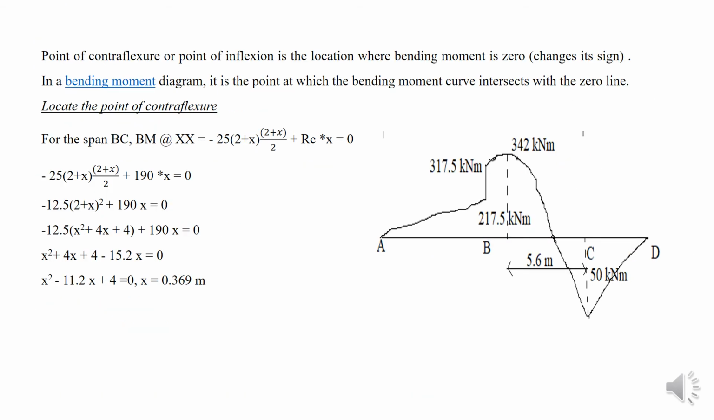This is the equation for bending moment at x. Equate it to 0 and find the value of x. You will get a quadratic equation, solve for x, and you will get 0.369 meter. That means from C at a distance of 0.369 meter, this point is the point of contraflexure. Here you can see the point of contraflexure, and this distance is 0.369 meters.